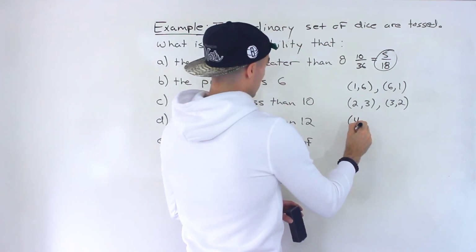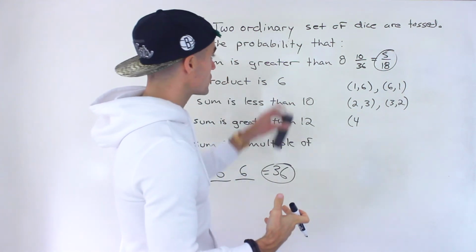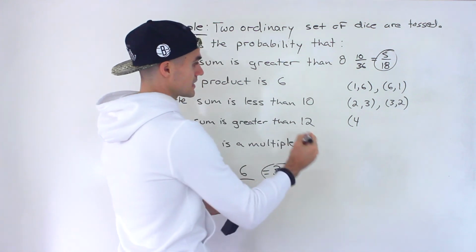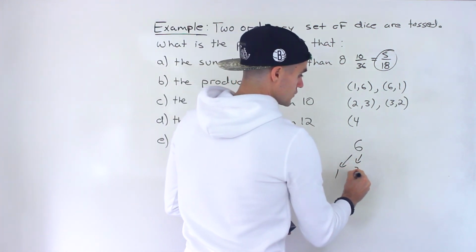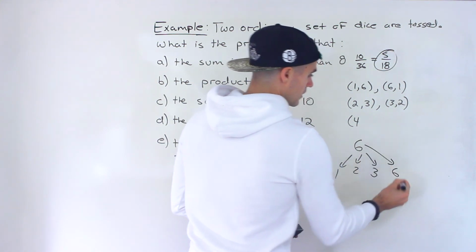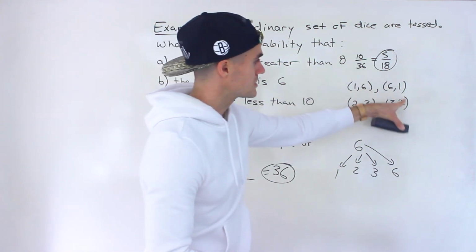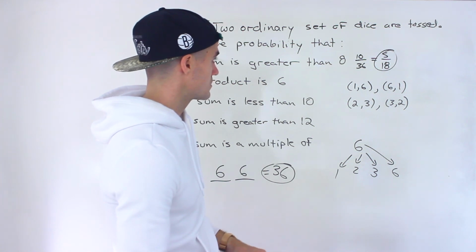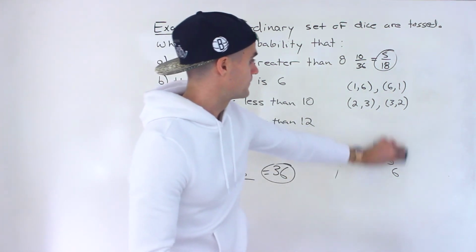4 won't work, right? Because 4 times 1 is 4, 4 times 2 is 8. 4 is not a multiple of 6. The only multiples of 6, another way to look at this, is 1, 2, 3, and then 6. And then these combinations here took into account those multiples. And then there's no, let me think here, there's no other way, right?